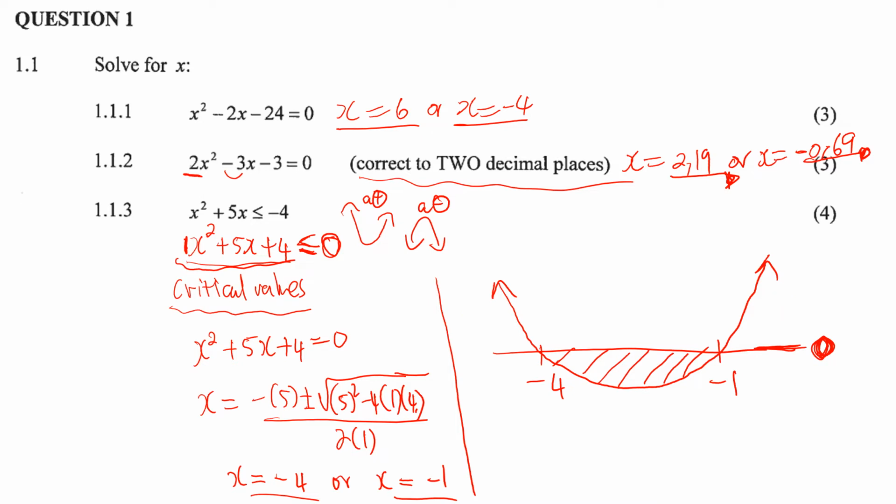So we can give our final answer. You can leave it as it is. They will give you full 4 marks for just drawing that simple sketch, right? But you can also give the answer as x is between minus 4 and minus 1, as the final answer.